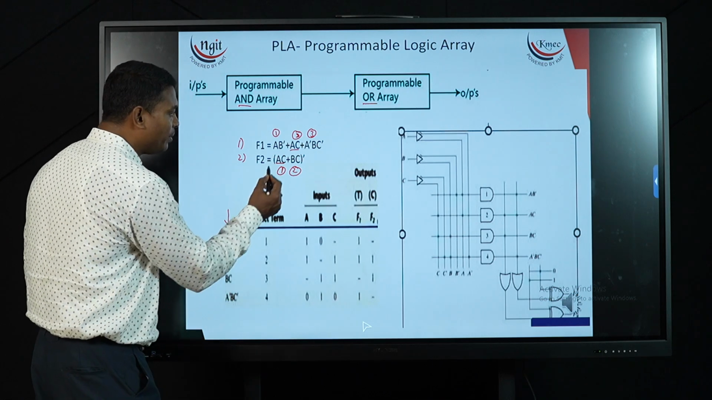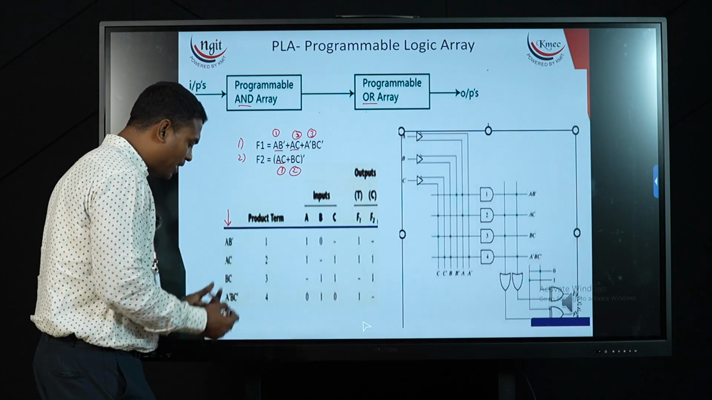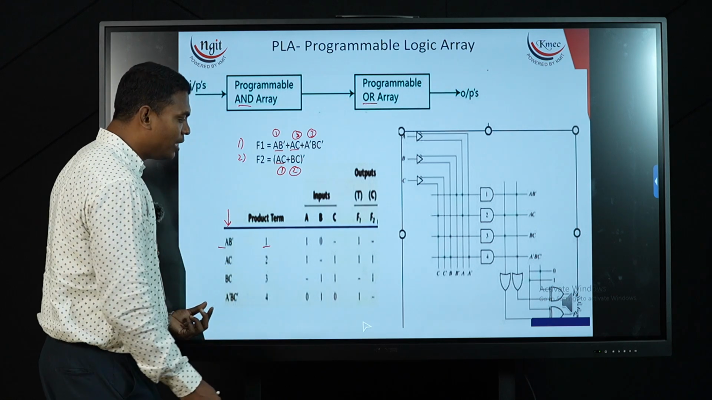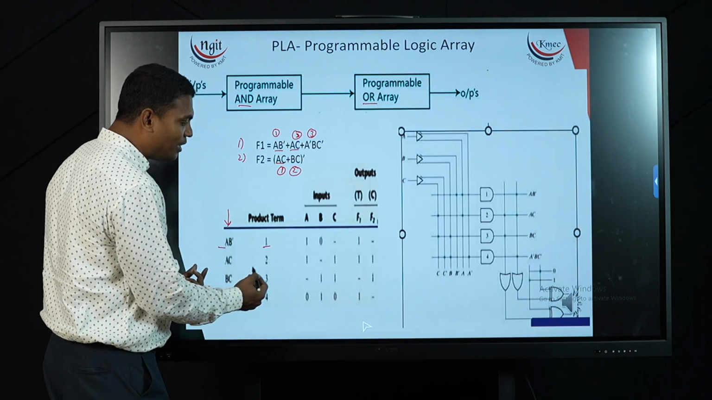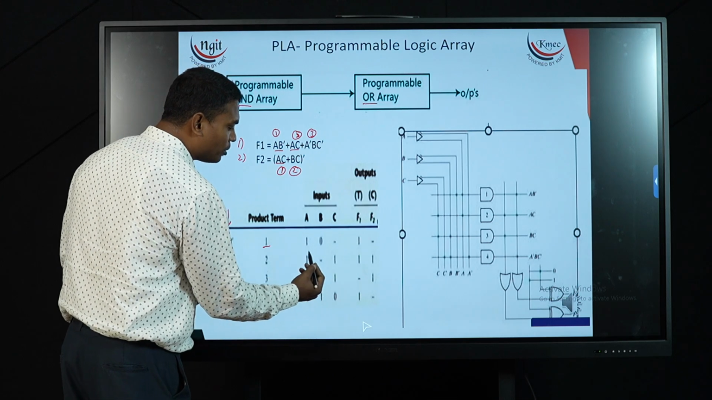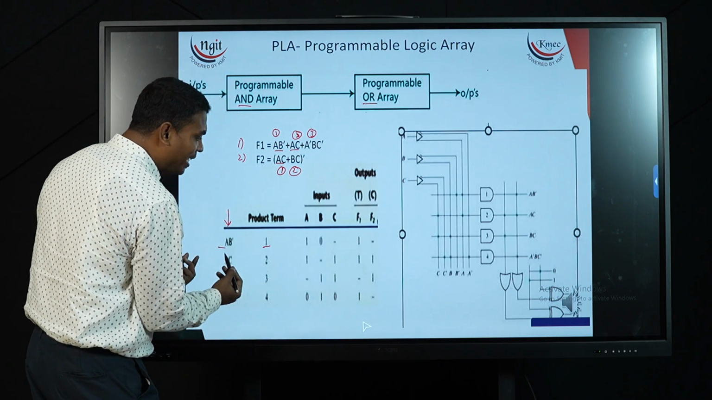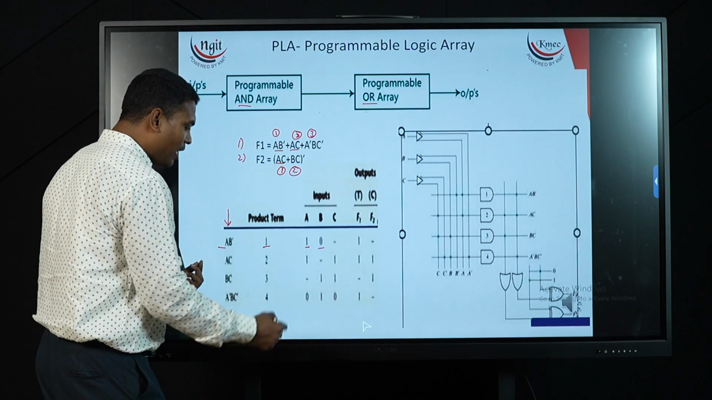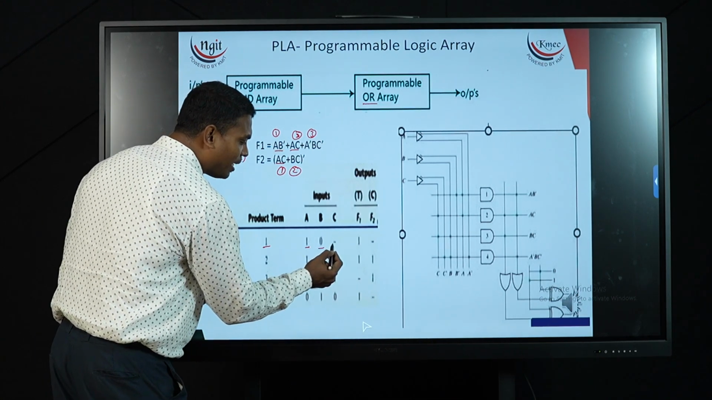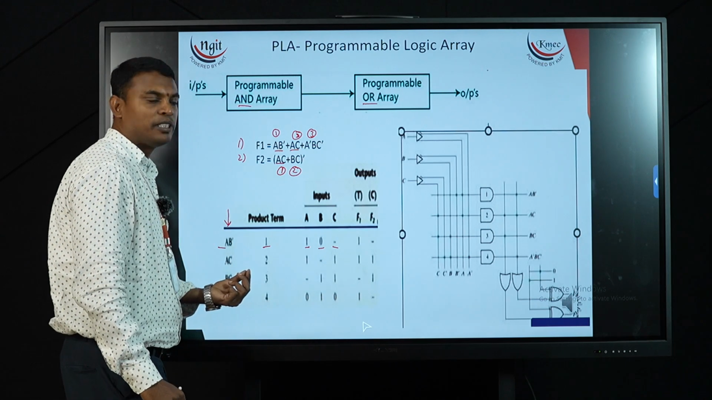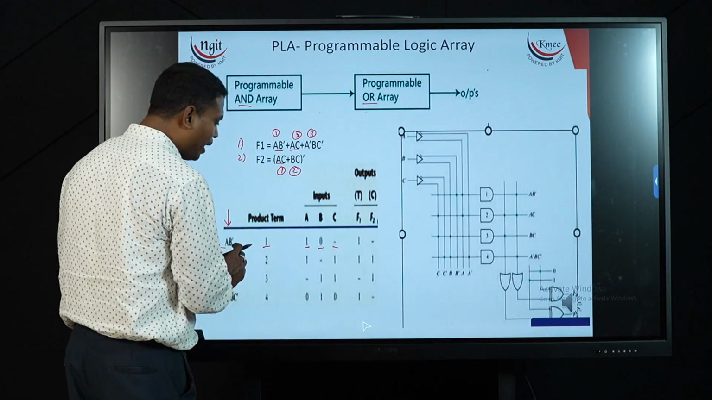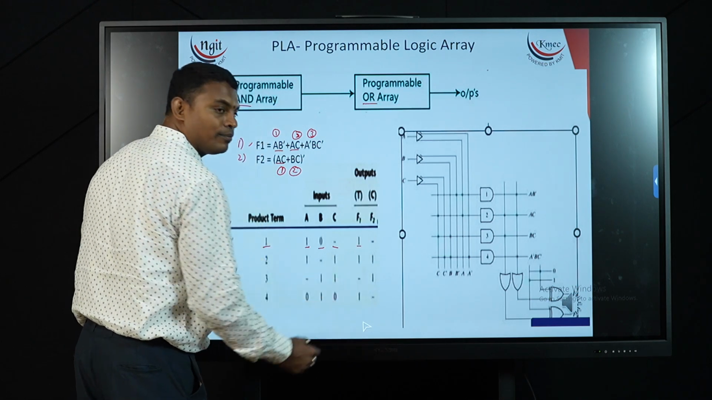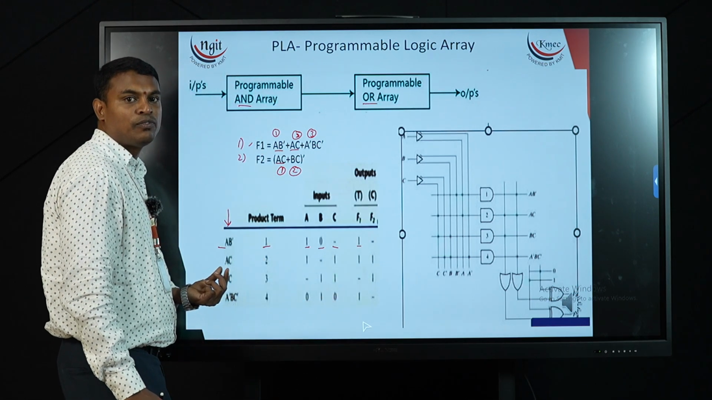Now my first term AB', I am mentioning in my table as AB', and this is my first product term, and I am representing my AB' onto my inputs. So I am having A value and B' value. So I am representing A as 1 and B as 0. And there is no C term, so I am keeping a hyphen here. There is no representation for C. So this AB' is present under F1, so I am marking F1 as 1. This is the functionality table for my PLA.